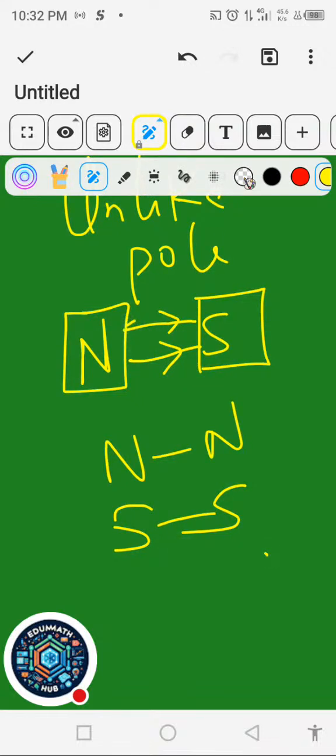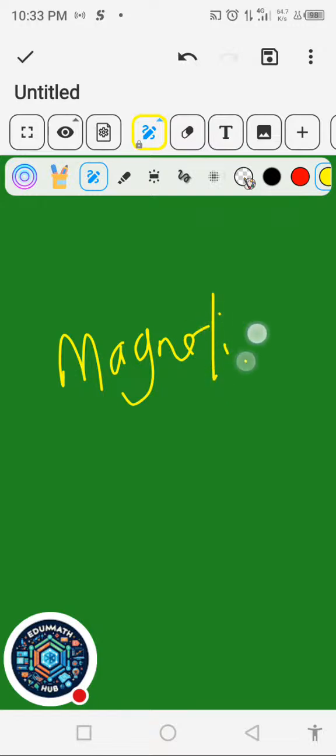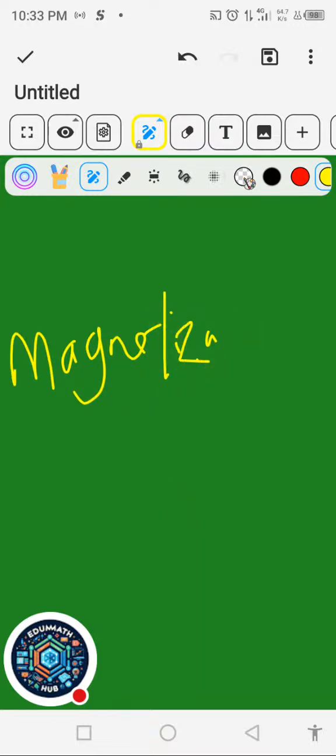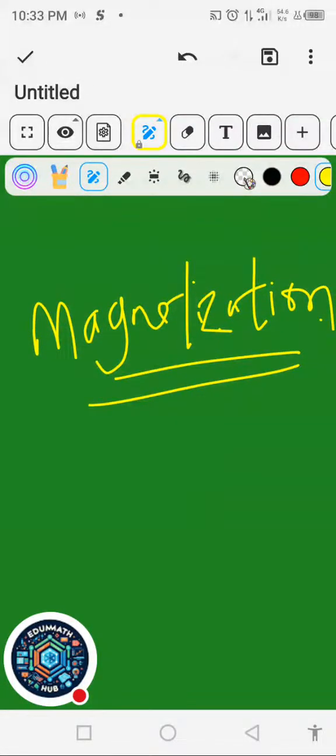Now we move to what is called magnetization. Let's take it real quick. Magnetization: we talk about a piece of steel. How can you make a piece of steel turn into a magnet? The process is called magnetization. That is the way you make a piece of steel act like a magnet. The process of turning a material that is not magnetic at first, or that doesn't act like a magnet, to start acting like a magnet is what is called magnetization.